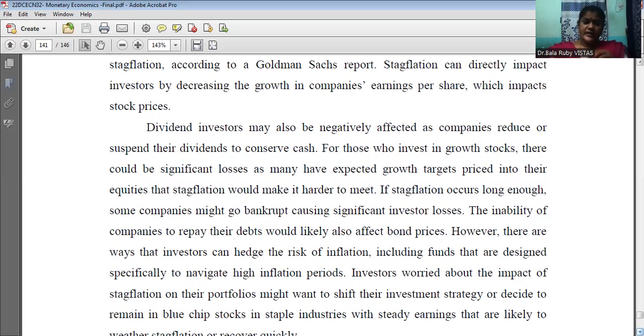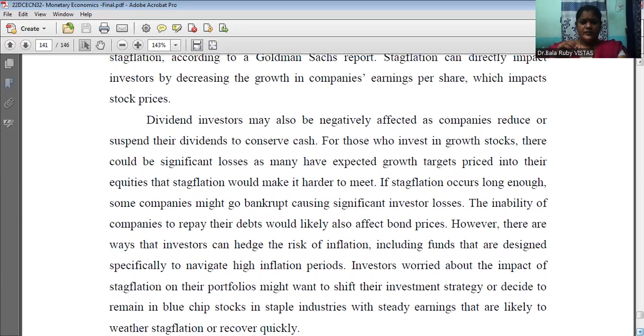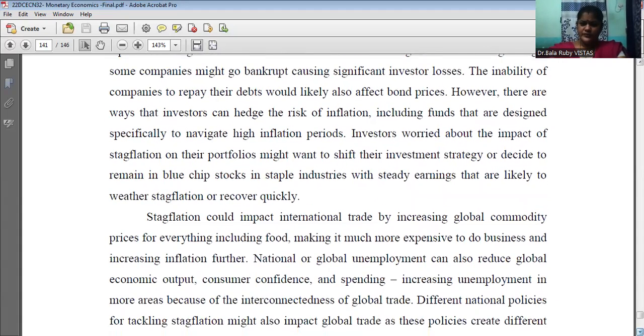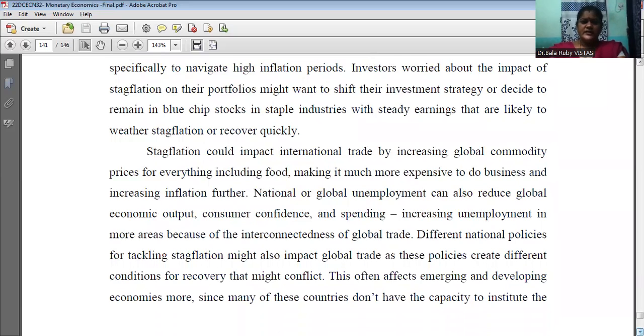However, there are ways that investors can hedge the risk of inflation, including funds that are designed specifically to navigate high inflation periods. So investors worried about the impact of stagflation on their portfolios might want to shift their investment strategy or decide to remain in blue chip stocks in staple industries with steady earnings that are likely to weather stagflation or recover quickly.